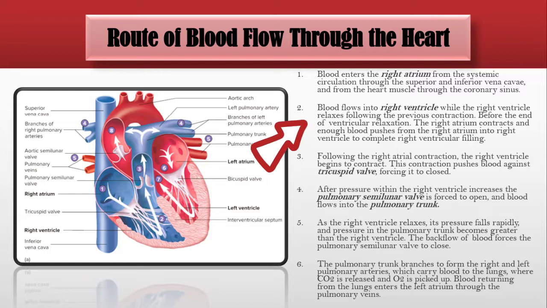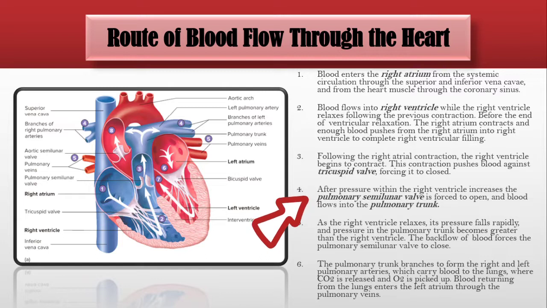Most of the blood flowing into the right atrium flows into the right ventricle, while the right ventricle relaxes following the previous contraction. Before the end of ventricular relaxation, the right atrium contracts and enough blood is pushed from the right atrium to the right ventricle to complete right ventricular filling. Following the right atrial contraction, the right ventricle begins to contract. This contraction pushes blood against the tricuspid valve, forcing it to close.